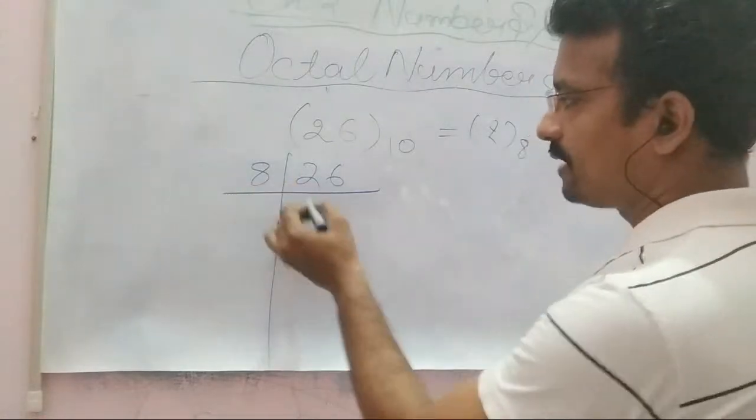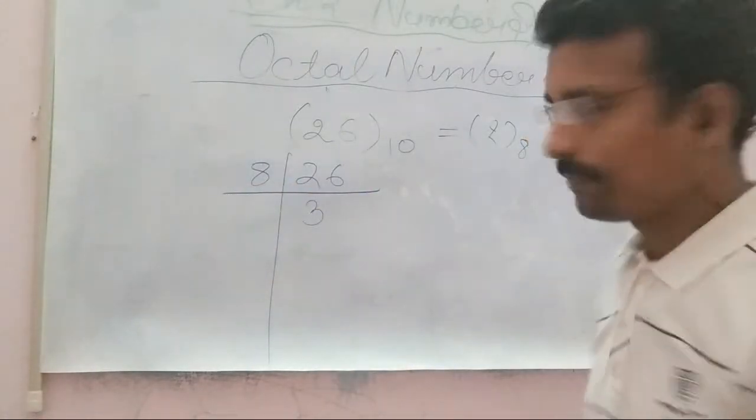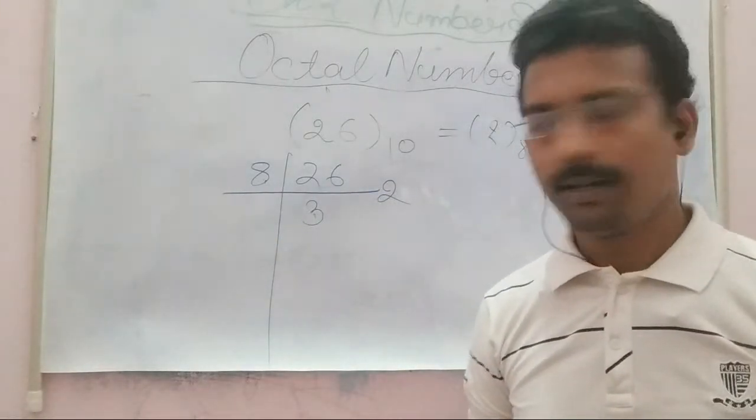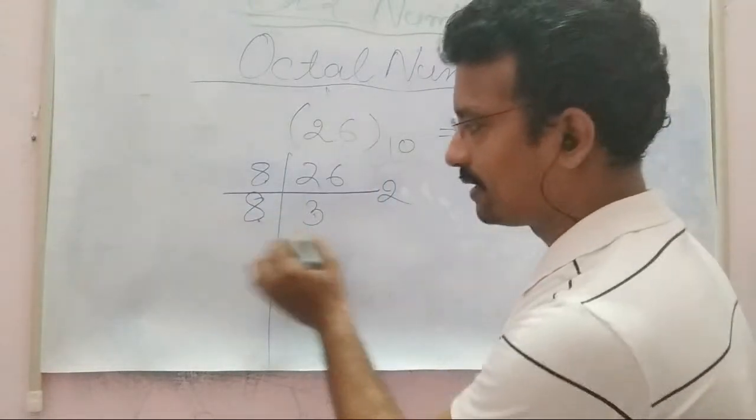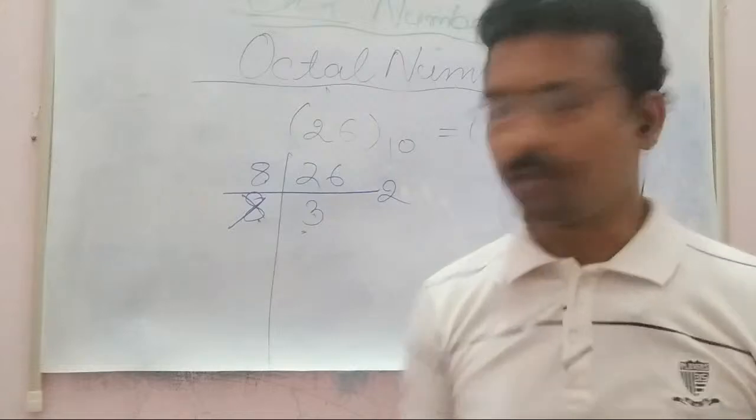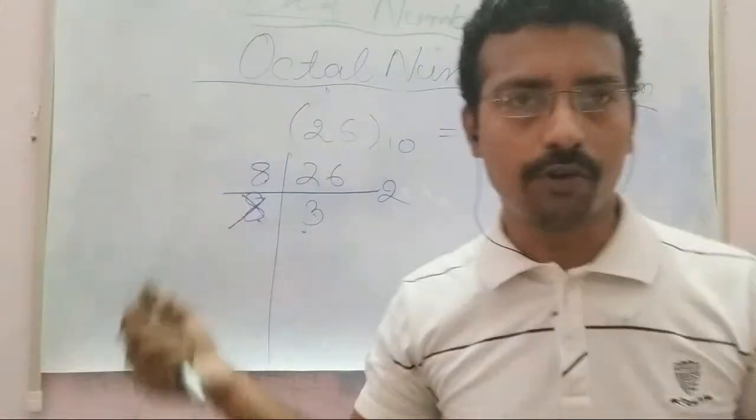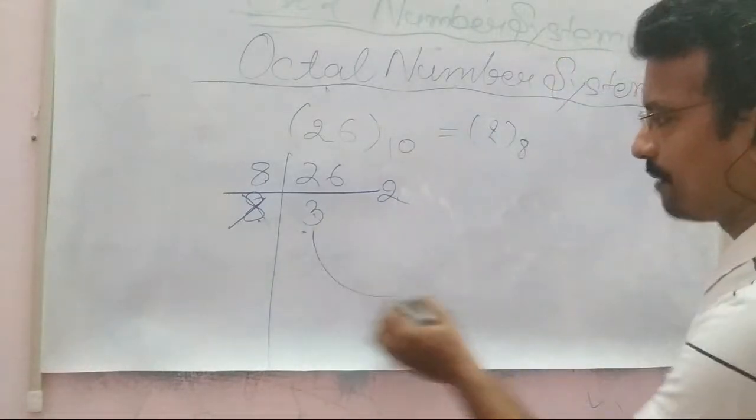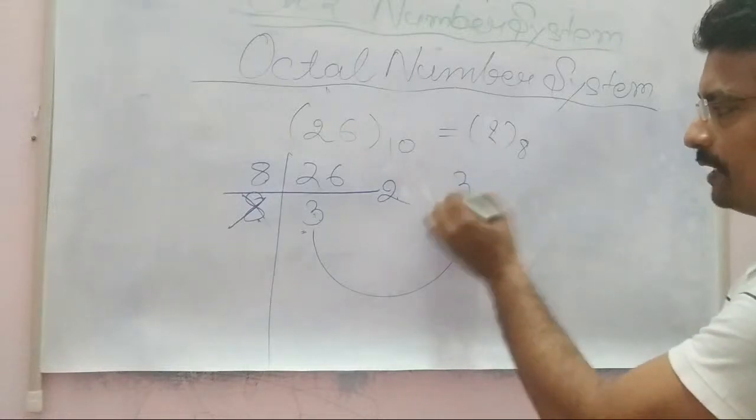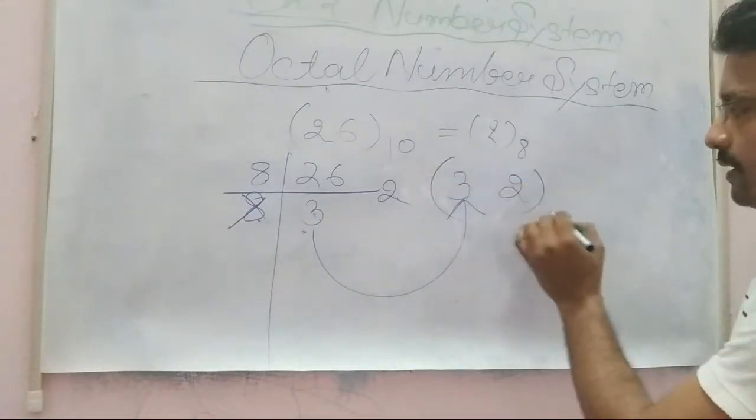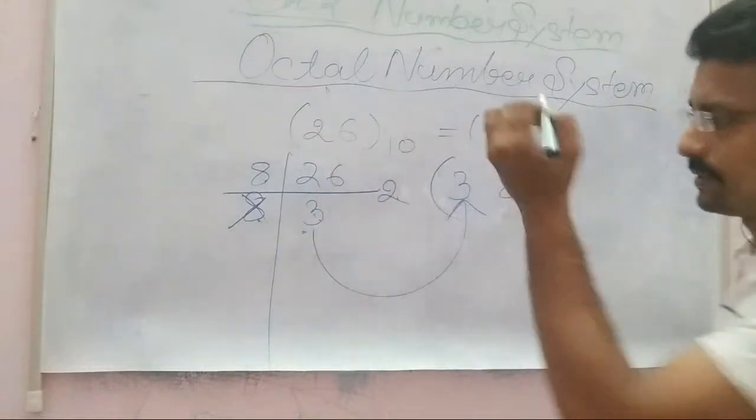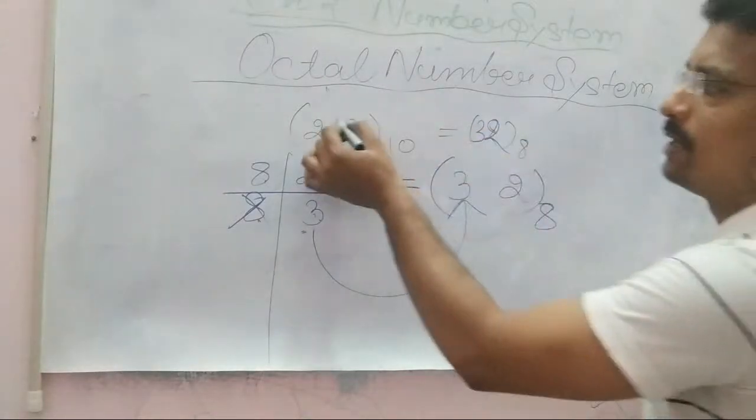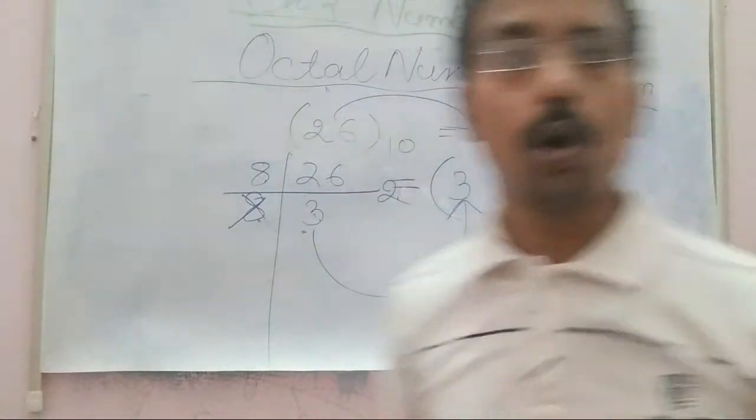For example, 8 threes are 24, remainder 2. Clear? After this, can it be applied again? No, this cannot be applied, because this number is lower than 8, so we cannot go for further calculation. So we have got 3 and 2, and we write them in the same order as in the binary form: 3 first, 2 second. This is the octal conversion of 26. Here we can write 32. 26 is equivalent to 32 as an octal number.